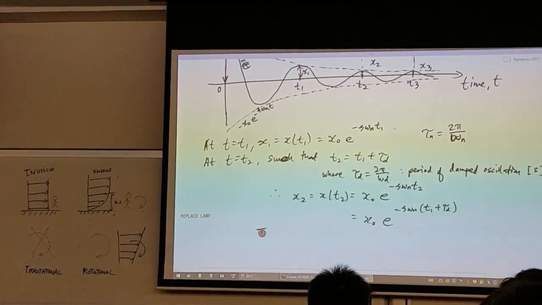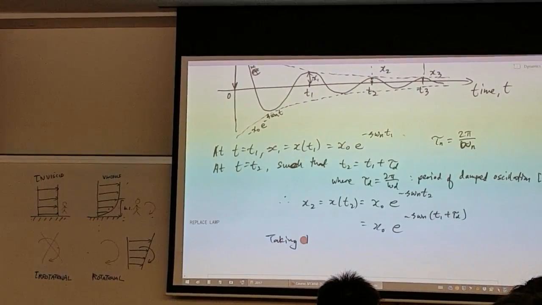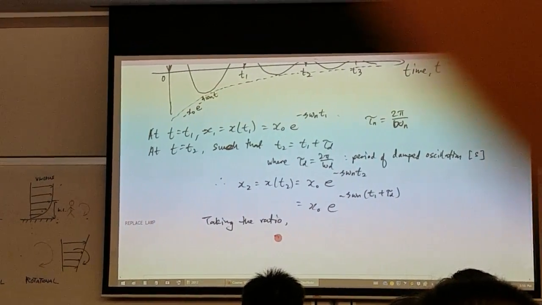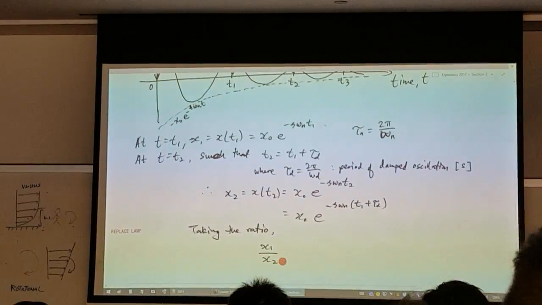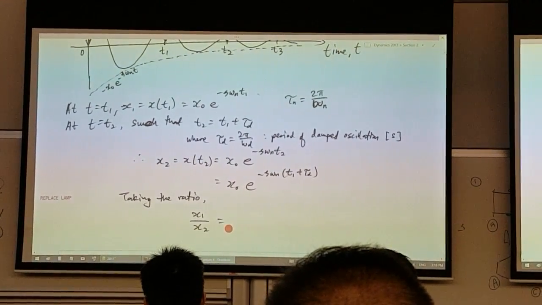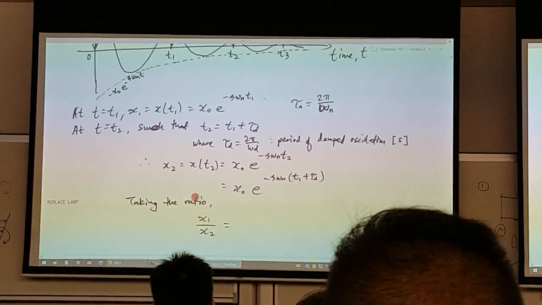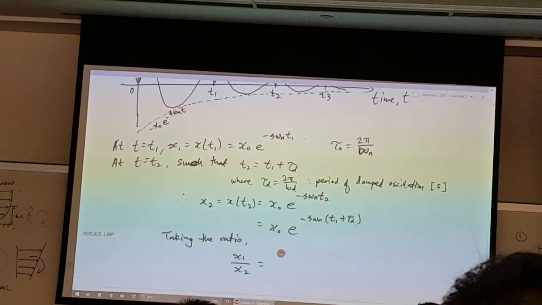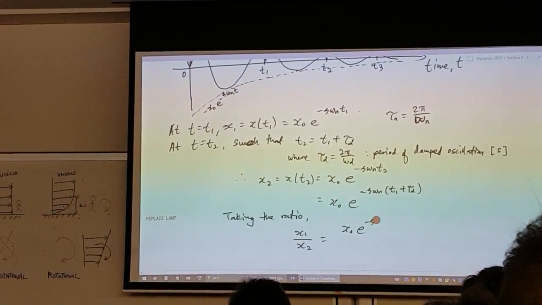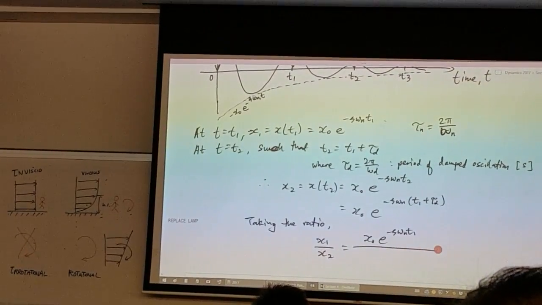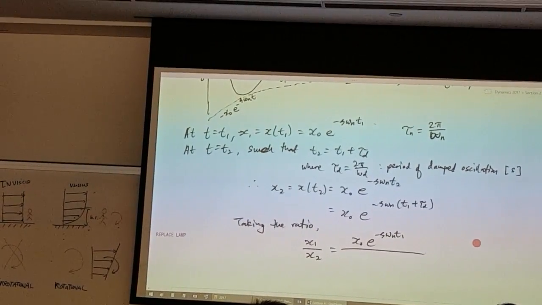If I were to now take the ratio of x1 over x2, I want to take this ratio. So x1, we saw it. This is your x1 expression, so I write it down: x0 e to the power minus zeta omega n t1, over the x2 expression. I'll write that down as well.